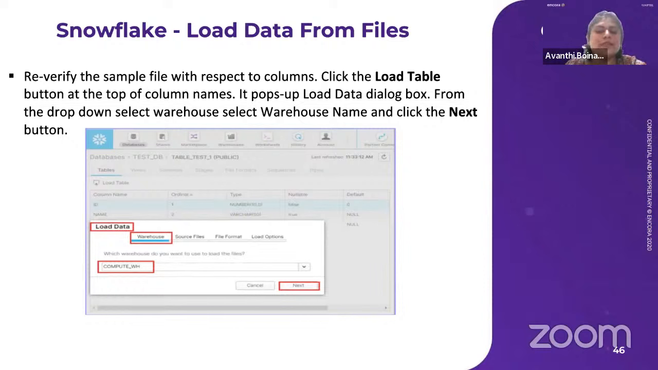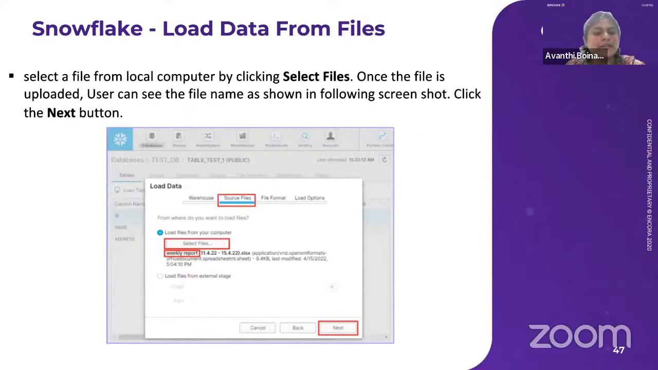With respect to columns, click the load table button at the top of the column names. It pops up the load data dialog box. From the drop down, select the warehouse name and click the next button. On clicking the next button, select a file from the local computer, as we are storing the file on our local machine in CSV format or Avro, anything.